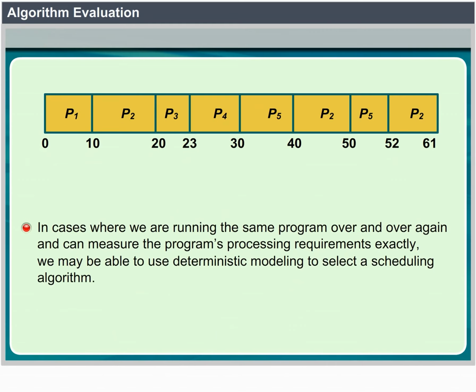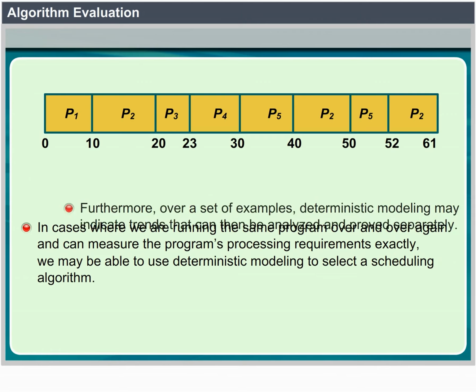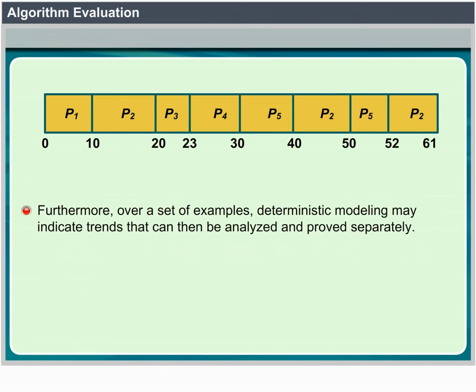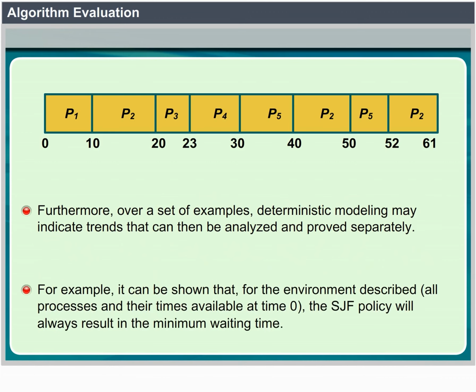In cases where we are running the same program over and over again and can measure the program's processing requirements exactly, we may be able to use deterministic modeling to select a scheduling algorithm. Furthermore, over a set of examples, deterministic modeling may indicate trends that can then be analyzed and proved separately. For example, it can be shown that for the environment described, all processes and their times available at time 0, the SJF policy will always result in the minimum waiting time.